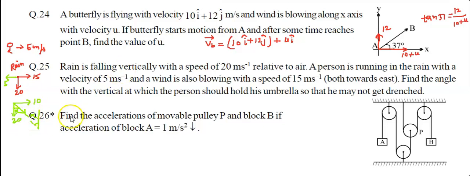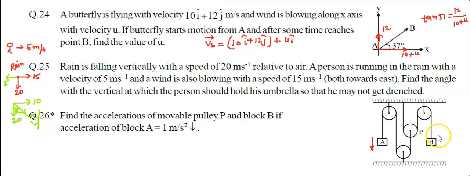Now come to question number 26, and let me give you a hint. It says find the acceleration of the movable pulley. So this pulley is movable, and there are blocks A and B. We need to find the acceleration of these two. The acceleration of A is given to us. This block A is moving downward, right, at 1 meter per second square. So we need to find the acceleration of the other aspects, that means of the pulley as well as this block.